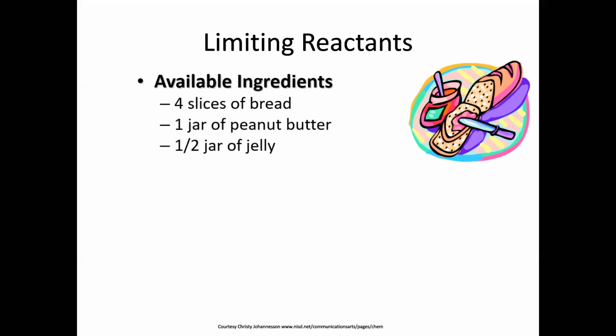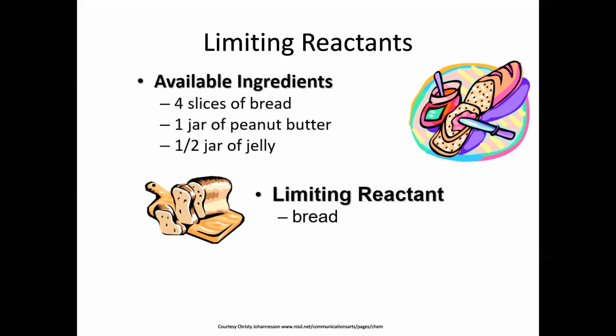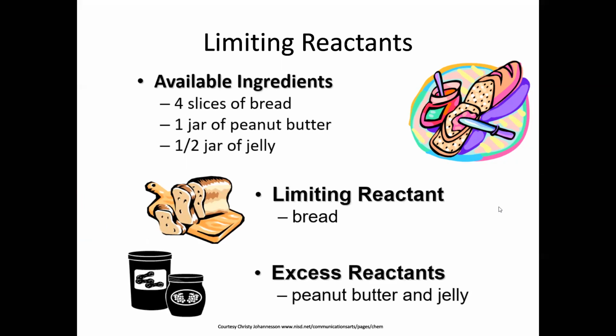Then think, if I have 4 slices of bread, an entire jar of peanut butter, and half a jar of jelly. The obvious limiting reactant in that case is bread. I can't stick an entire jar of peanut butter in between 4 slices of bread. I mean, I could, but then it would fall all over the plate. And your excess is your peanut butter and jelly.